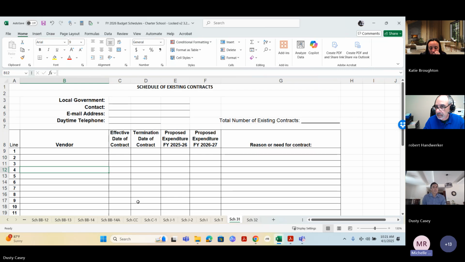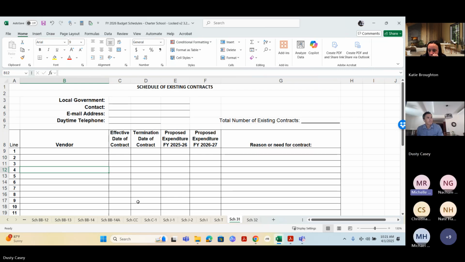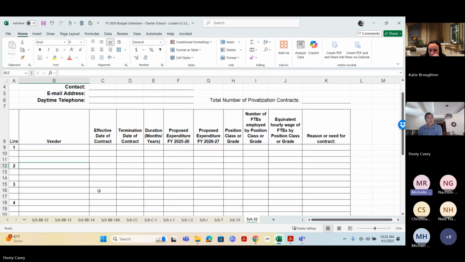Yeah, because you have a contract, right? For an auditor or financial back office services, those types of things. You have contracts for the year, so 31. I would say back office service providers go on Schedule 32 because you are outsourcing something that is similar to what would be considered normal operating that would be in-house for a school or a school district. So if you're outsourcing HR or you have a back office service provider, you would list that contract on Schedule 32.